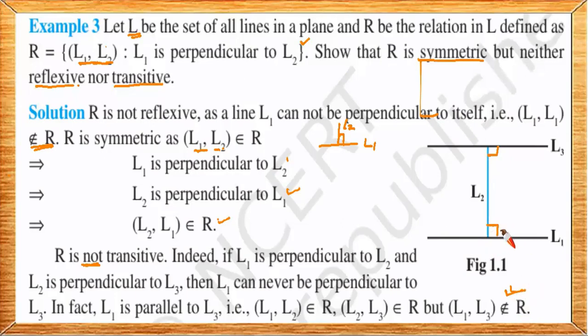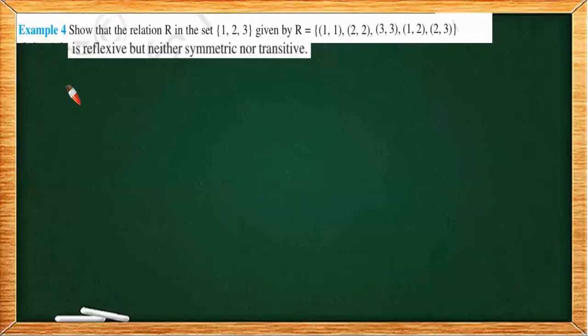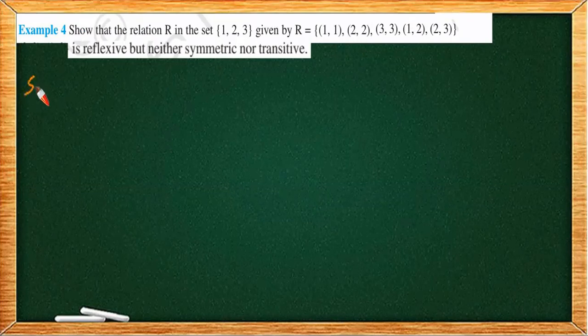By diagram, you can easily see this one. L1 is perpendicular to L2 and L2 is perpendicular to L3, but L1 is not perpendicular to L3. Here you see L1 is parallel to L3. So transitivity does not exist here. In this way, we perform this question, example 3. Next, now it is example 4. So let us see this one.